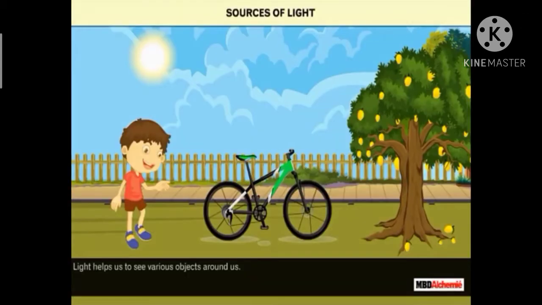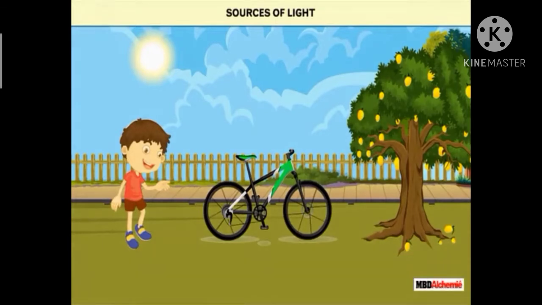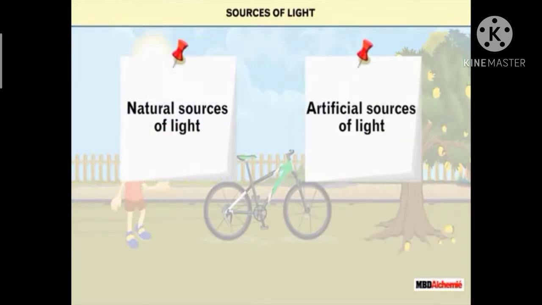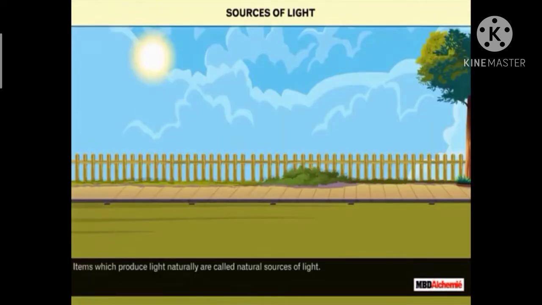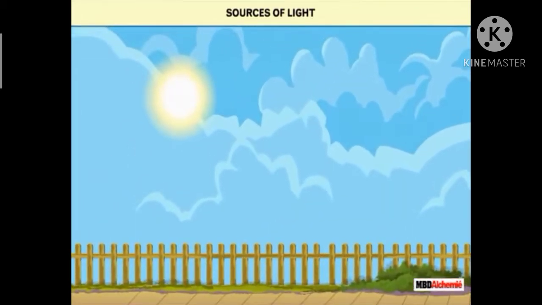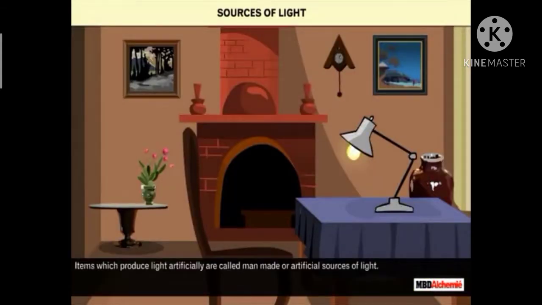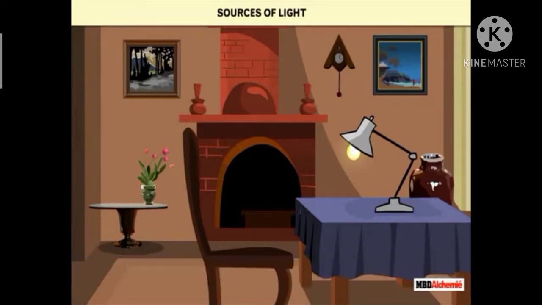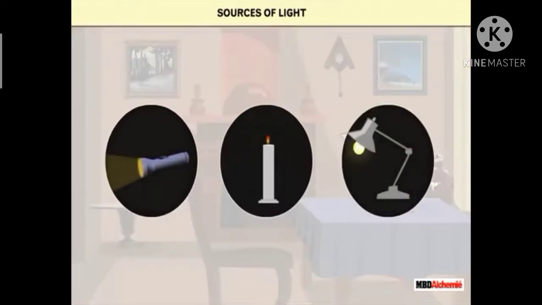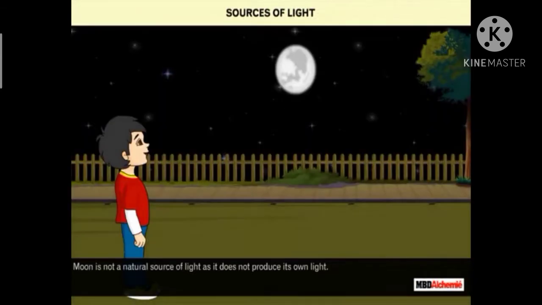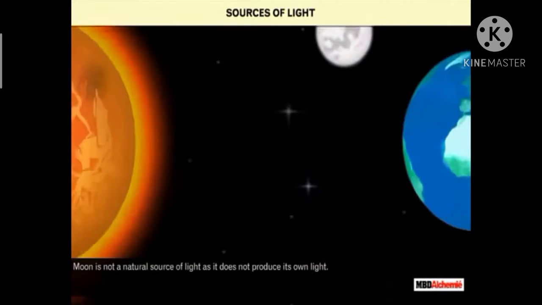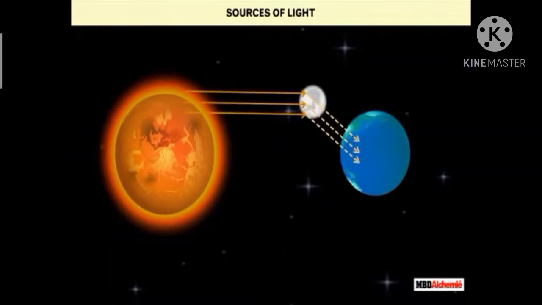Light helps us to see various objects around us. There are different sources of light, categorized as natural and artificial sources. Items which produce light naturally are called natural sources of light, for example the sun and the glowworm. Items which produce light artificially are called man-made or artificial sources of light, for example a torch, table lamp and lighted candle. The moon is not a natural source of light as it does not produce its own light. The sunlight that falls on it makes it look bright.